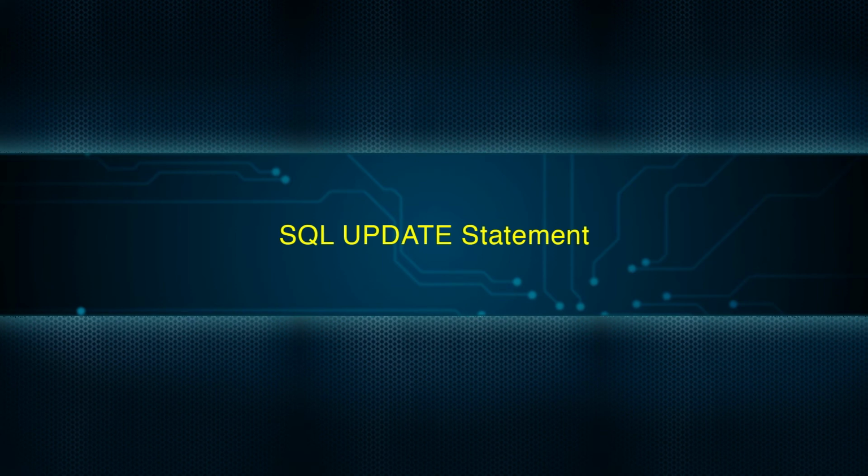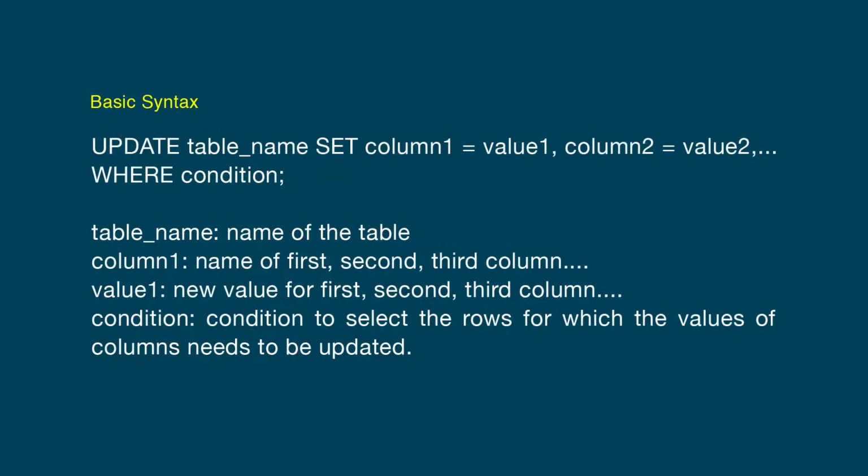SQL UPDATE statement. The UPDATE statement in SQL is used to update the data of an existing table in the database. We can update single columns as well as multiple columns using the UPDATE statement as per our requirement. Basic syntax is UPDATE table name SET column 1 equal to value 1, column 2 equal to value 2, etc. WHERE condition. Table name is the name of the table. Column 1 is the name of the first column, value 1 is the new value for the first column, etc. Condition is to select the rows for which the values of columns need to be updated.